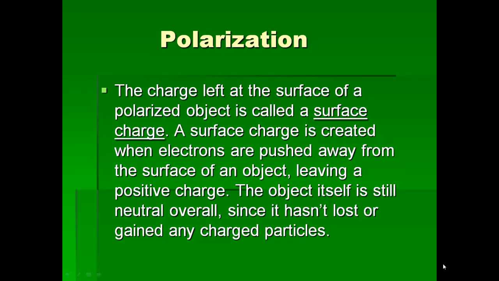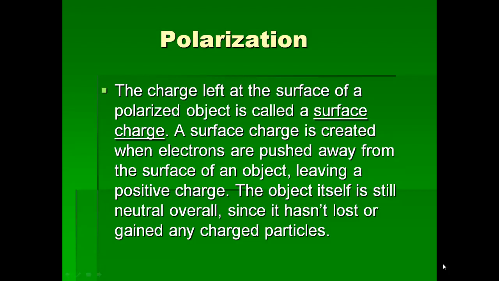The charge that we induce at the surface of an object is called a surface charge. Basically, this is any situation that occurs when electrons are pushed away from the surface of an object by an incoming negatively charged object. The object still has a neutral charge overall because it hasn't lost or gained any charged particles.